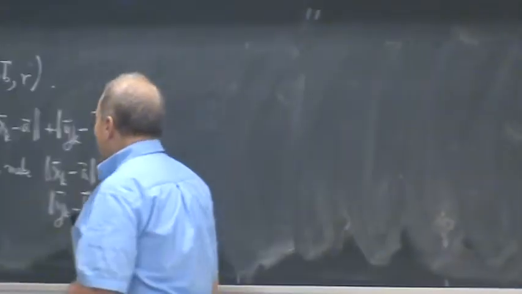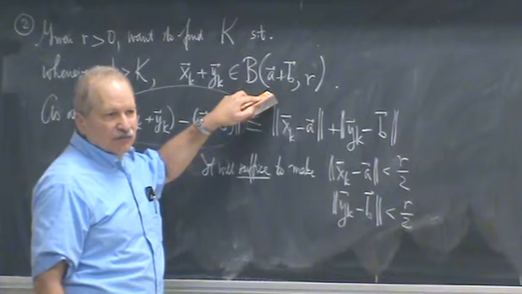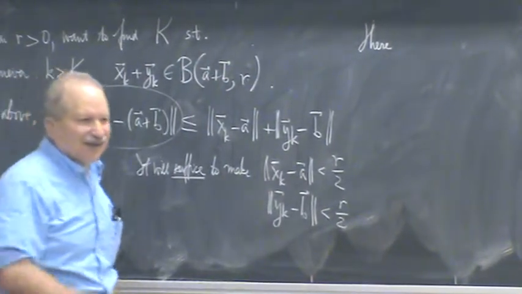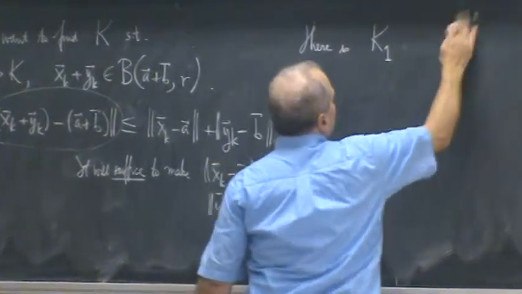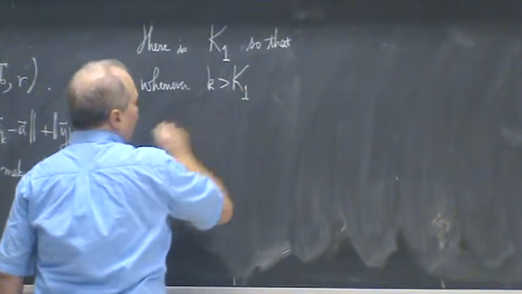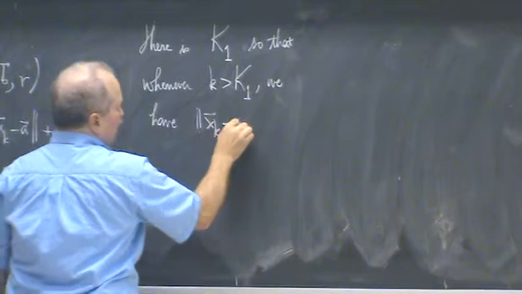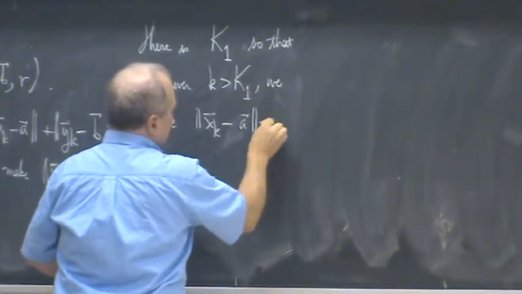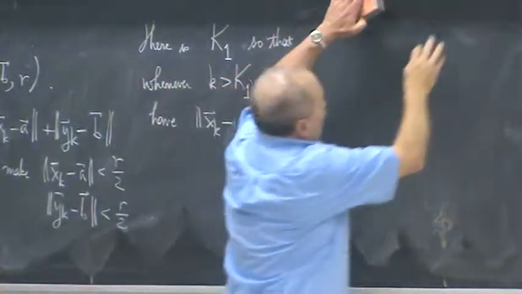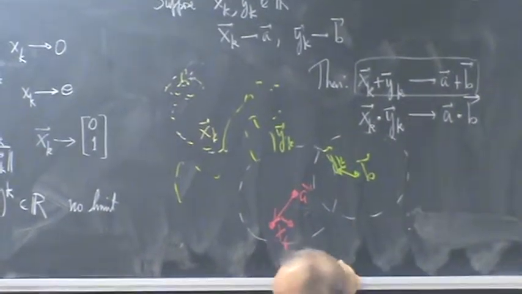So tell me, do we know that we can guarantee that for large enough k, this is less than r over 2? Yes. It converges. By the definition. So there is a capital K, but we better be careful and give names appropriately here. There is a capital K sub 1 so that whenever I'm far enough out, namely k bigger than K1 far out in this sequence of x's, will make xk minus a less than r over 2. So far enough out in the sequence of x's, I'm within a ball of radius r over 2 here. And then I'll want to be within a ball of r over 2 around b as well.